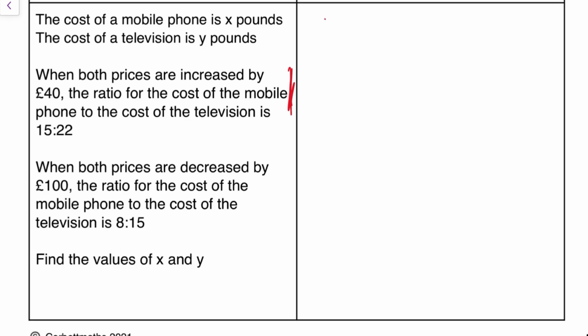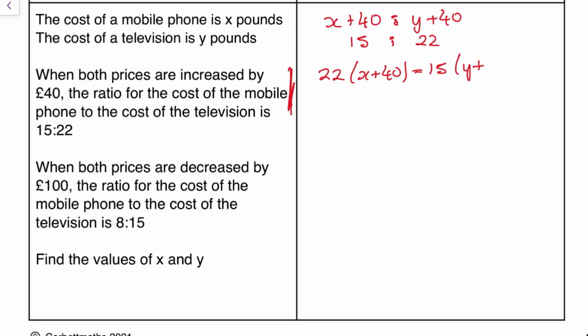So it says my mobile phone plus 40 ratioed with the, what's the other thing, television plus 40 is in the ratio 15 to 22. Which means that it must be the case that 22 times (x plus 40). Let's not just remember that as switching. Let's think about why that's true. Hold on, let's write this down first. y plus 40. So for example, if it was 1 to 3, that would mean the thing on the right is 3 times bigger, which means I need to multiply the thing on the left by 3 to get the same number.